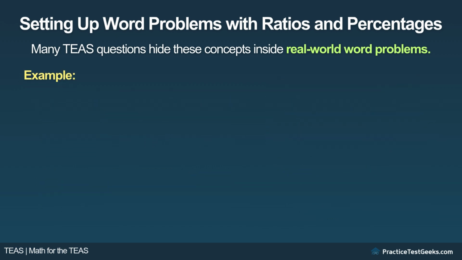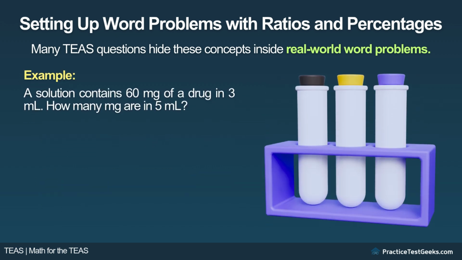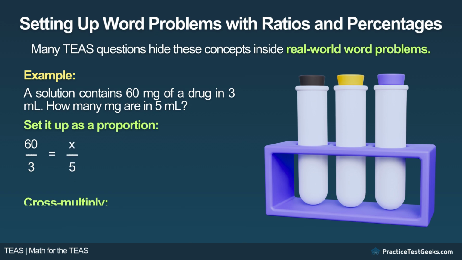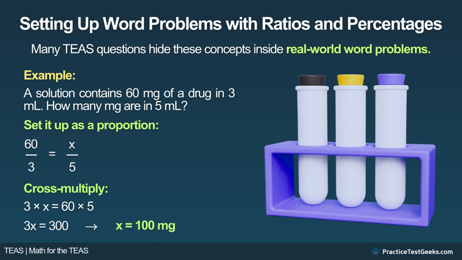Let's go through a quick example. A solution contains 60 milligrams of a drug in 3 milliliters. How many milligrams are in 5 milliliters? Here, we're comparing mg to ml. That's a ratio, so set up a proportion. 60 over 3 equals x over 5. Now, cross-multiply. 3 times x equals 60 times 5. That gives us 3x equals 300. Finally, divide both sides by 3, and you get x equals 100 milligrams. So, the solution contains 100 milligrams in 5 milliliters.